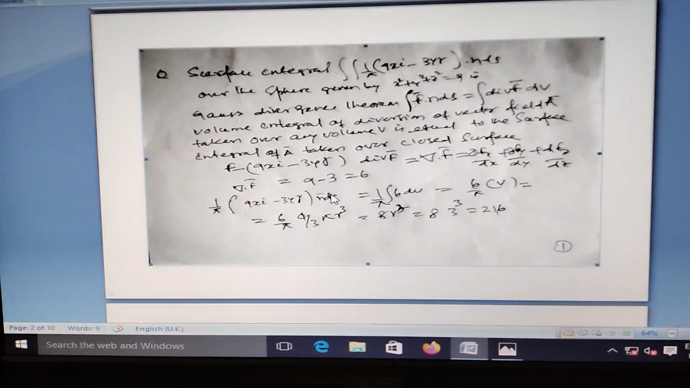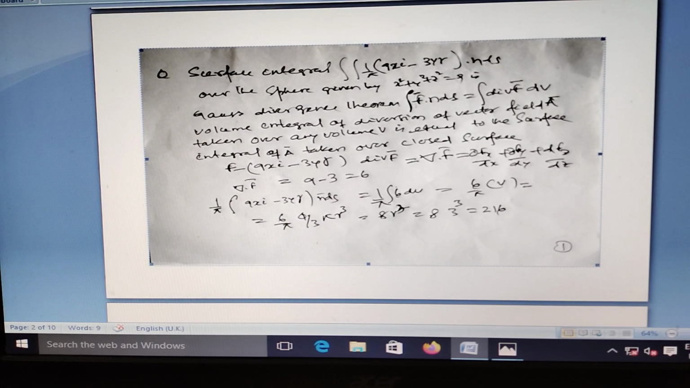Here the surface integral is there. You have to convert it to the volume integral, and the volume of the sphere is 4 by 3 pi r cube. So the answer will come 8216.